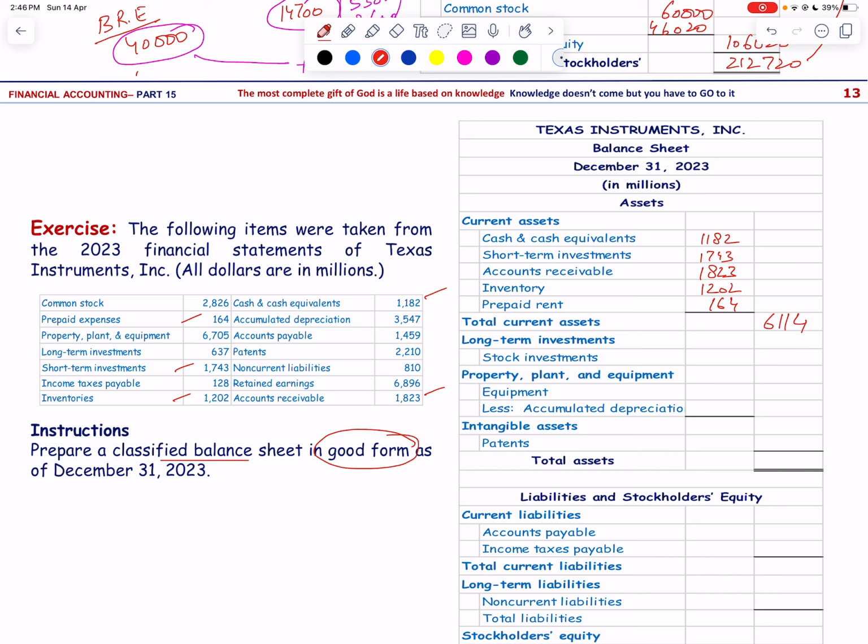Then we have stock investment, as you can see, of how much? 600, long-term investment of 637. Then we have equipment of 6705. From this we will subtract the accumulated depreciation of 3547. That will give us 3158. And then we have the patents of 2210. So the total is 12,119.